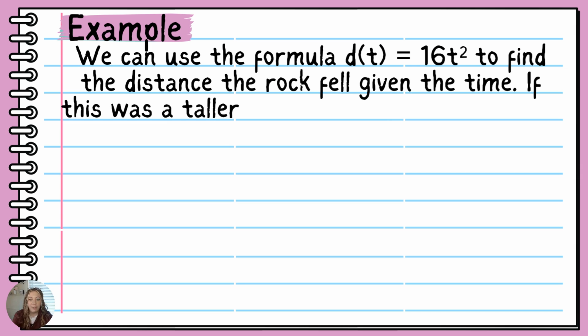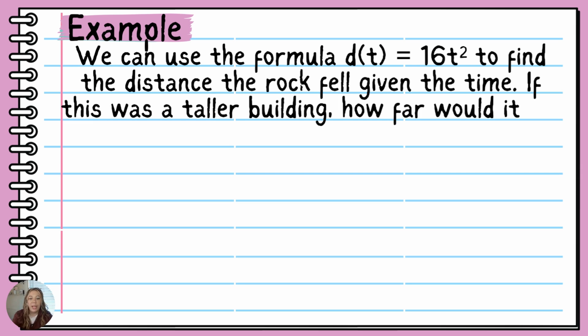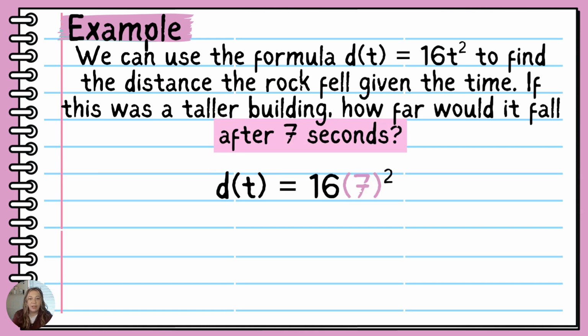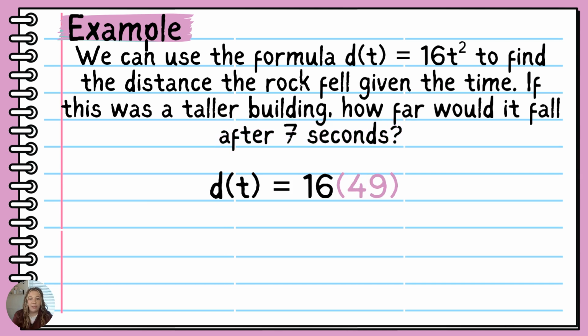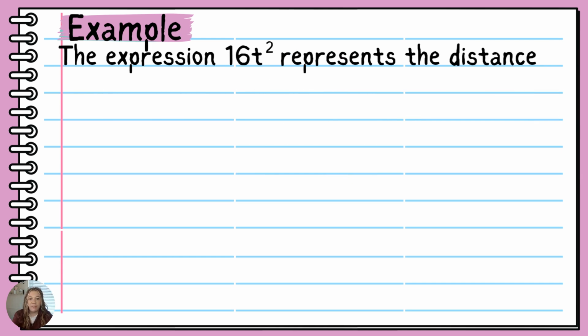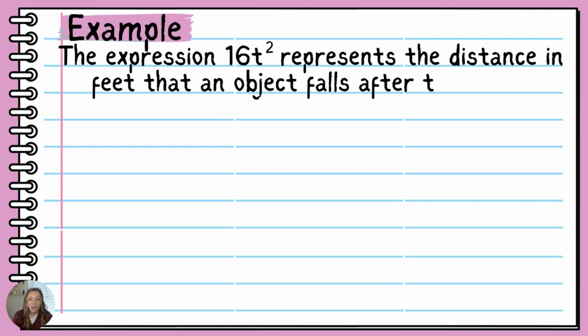So if this was a taller building, how far would it fall after 7 seconds? Well, let's start with the equation they gave us. Since we know it's falling for 7 seconds, we'll replace t with 7. 7 squared gives us 49. If we multiply that by 16, we'll get a distance of 784 feet. So we know that this expression will give us the distance that the object fell.